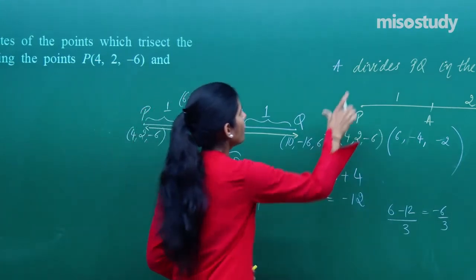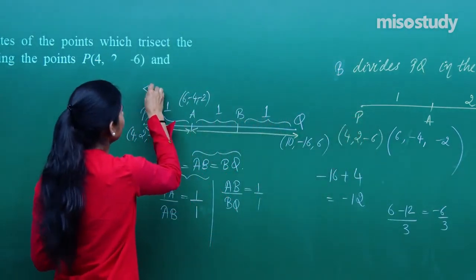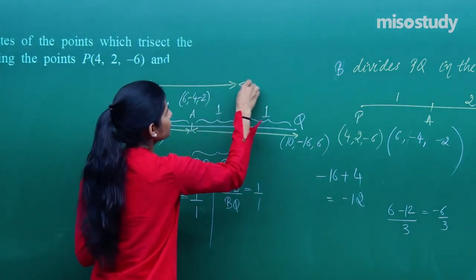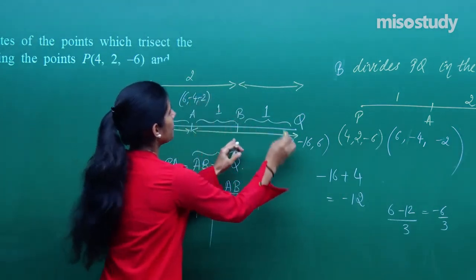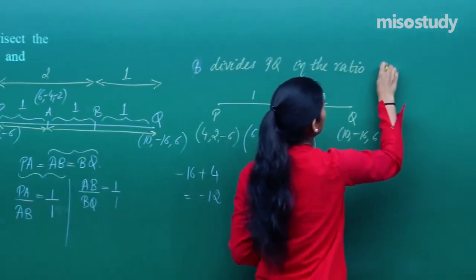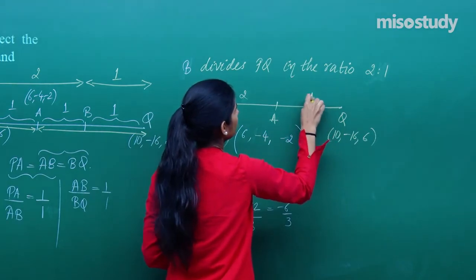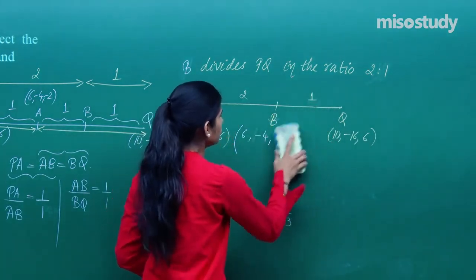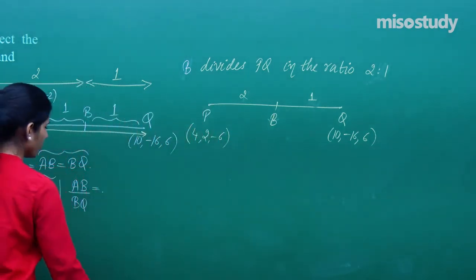What about the coordinates of point B? If you focus, point B divides the PQ segment in which ratio? This part is 2 and this much is 1. So B divides PQ in the ratio 2:1. So this would be 2, this would be 1 and this is B, whose coordinates are not known to me. Let's see what will be the coordinates of point B.